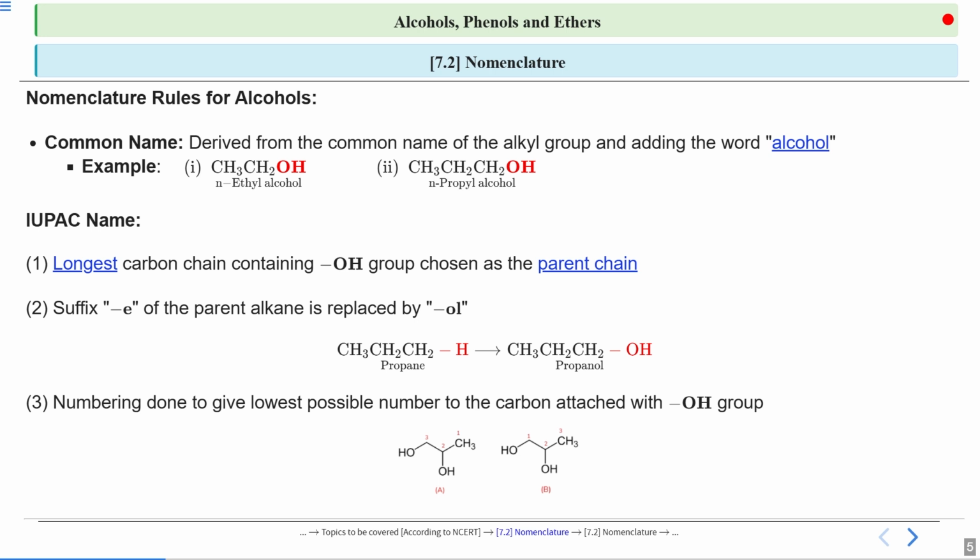So you can also learn it in the way that 1 plus 2 is 3 and 3 plus 2 is 5. So the sum of the numbers is 5 in structure A, and the sum of the numbers is 3 in structure B. So structure B is giving us a smaller number, which means that the numbering given in structure B is the preferable one, where the carbon attached with the OH group has the lowest possible number.